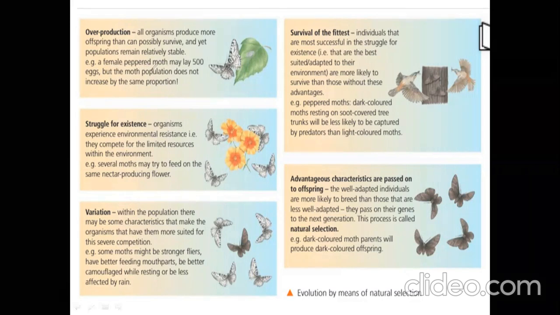A female moth may lay 500 eggs, but the moth population does not increase by the same power. It's not that all of these will survive. Still, if they are reproducing, they should over-reproduce. But there are also other factors influencing that population.